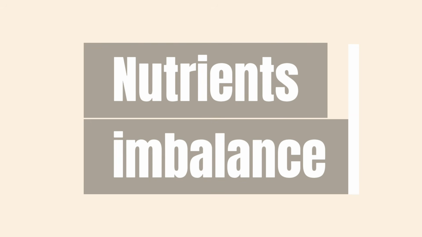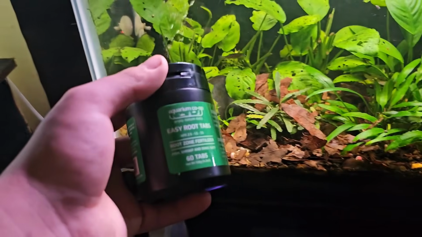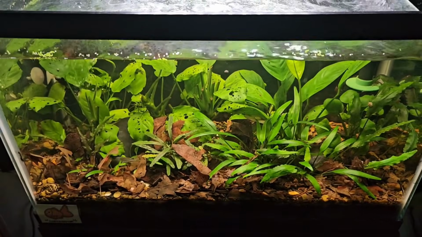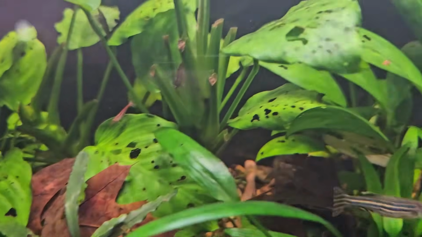Nutrient imbalance. In heavily planted tanks with substrate-based fertilizers, floating plants can sometimes outcompete rooted plants for nutrients in the water column, leading to deficiencies in the rooted plants.